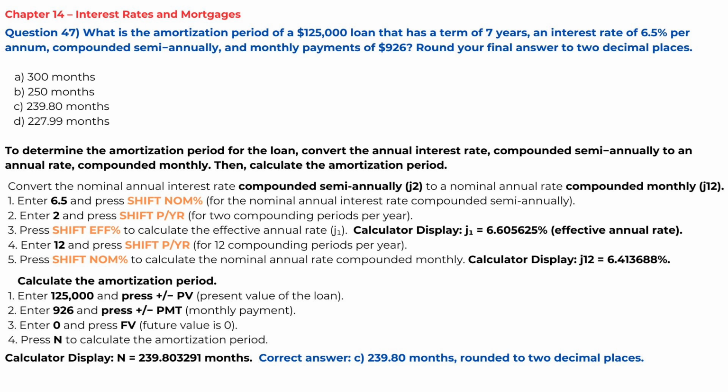Enter 125,000 PV, present value of the loan. Enter 926 and press plus and minus sign, then press PMT. Enter 0 and press FV. Future value is 0. Press N to calculate the amortization period. Calculator displays 239.8329 months. Correct answer C, 239.80 months, rounded to 2 decimal places. The amortization period is approximately 239.80 months.